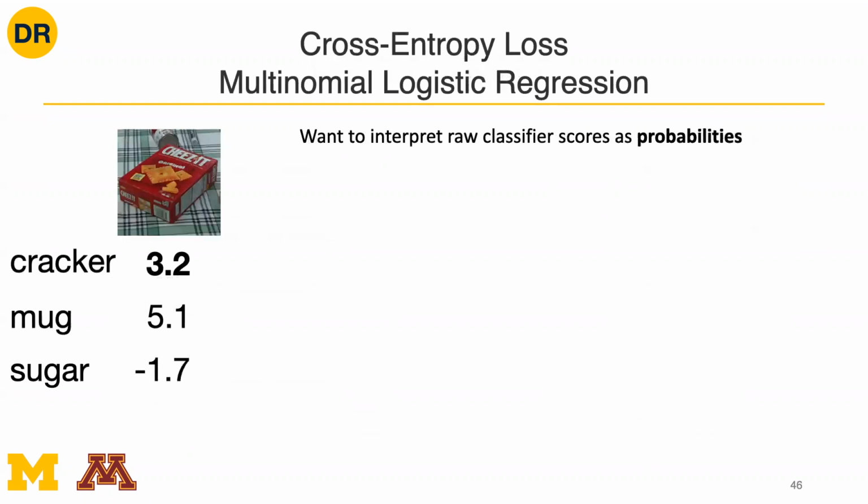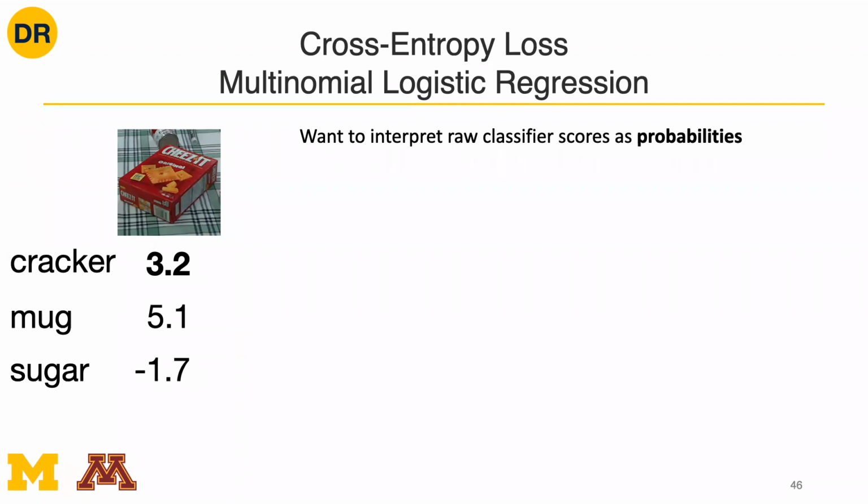So let's take an example, and here we'll talk about cross entropy loss. Let's say we have an image of each of these categories, and you have a linear classifier that gives you scores for each of these labels. For instance, if you give this particular image, the model is going to say, okay, for cracker it's 3.2, mug is 5.1, sugar it's minus 1.7. Now let's walk through and see how to calculate the loss.